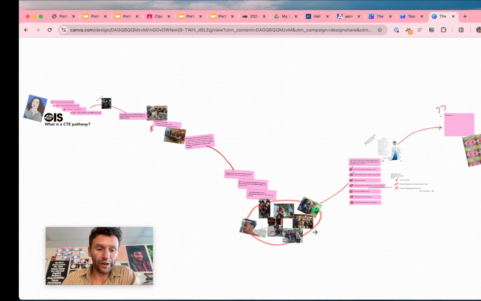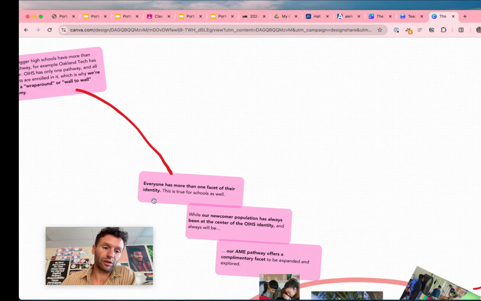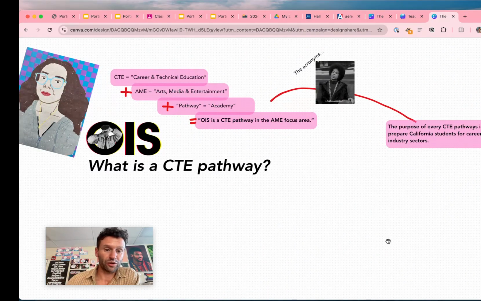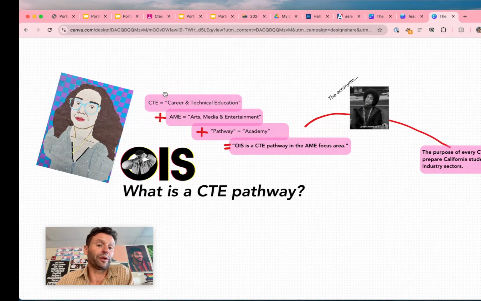Okay, so what is a CTE pathway? CTE is career and technical education. AME is arts, media, and entertainment. And a pathway equals an academy, and an academy equals a pathway. So if we put all these things together, it's really confusing. I know. Here's Prince shaking his head.